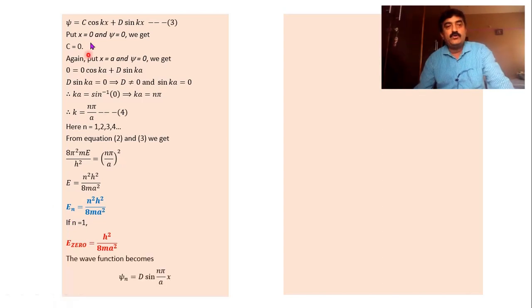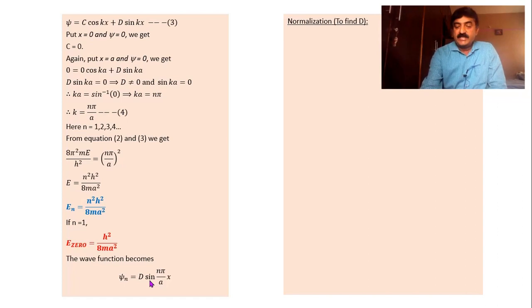After that, now you go back to this equation. You know C value is 0. You know K value, you don't know D value. Therefore, D is as it is. Sin K is now n pi by a. So I have psi n is equal to D sin n pi by a into x. But still I don't know the value of D. One thing I know, D cannot be 0, but I have to find out the D value. Normalization is the best method for finding the D value.